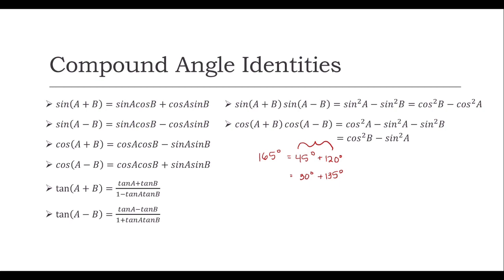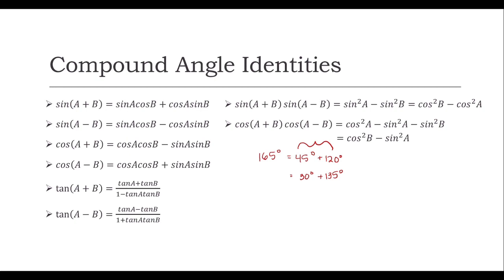Tangent of a plus b equals tangent of a plus tangent of b over 1 minus tangent of a times tangent of b. Tangent of a minus b equals tangent of a minus tangent of b over 1 plus tangent of a times tangent of b. Our sine of a plus b times sine of a minus b equals sine squared a minus sine squared b, and it also equals cosine squared b minus cosine squared a.